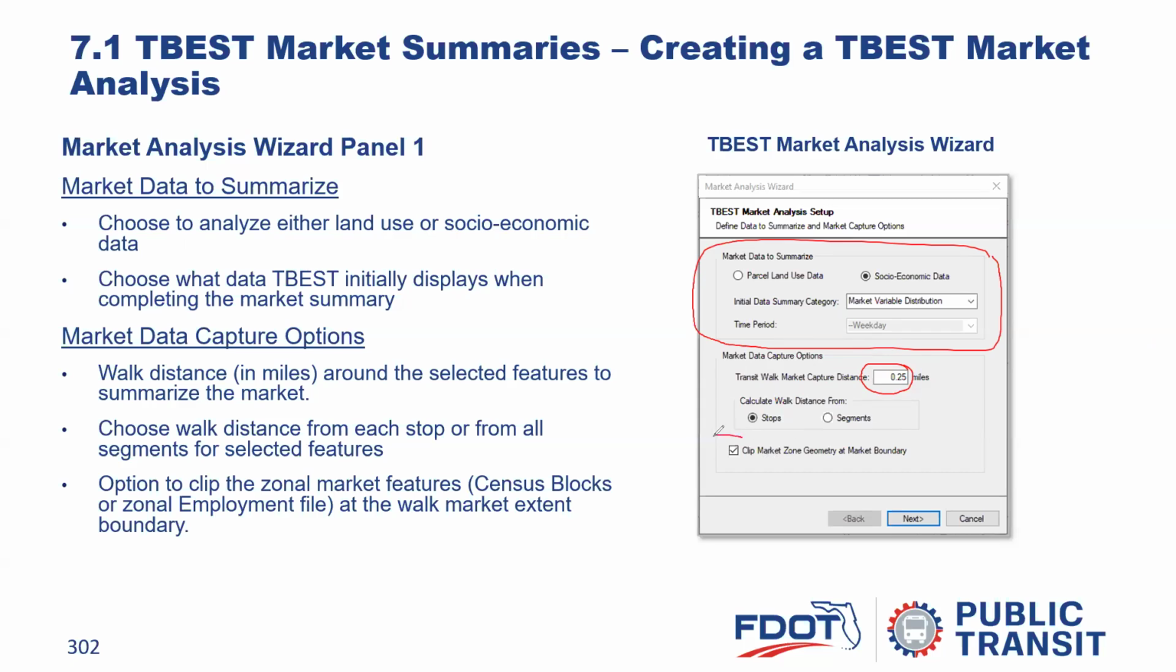And then you have this option to clip market zone geometry at the market boundary. So this option, we had this question earlier, does it interpolate the proportion of the intersection of the boundary with the census block or block group? And it does, but it doesn't have to. So if you uncheck this, it will take anything that intersects the boundary for the market analysis. It would take that whole block or block group in total and use it.